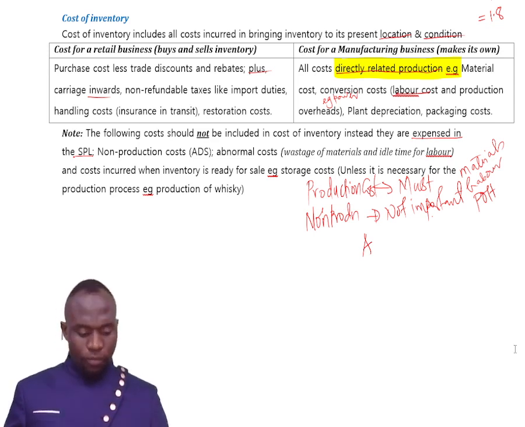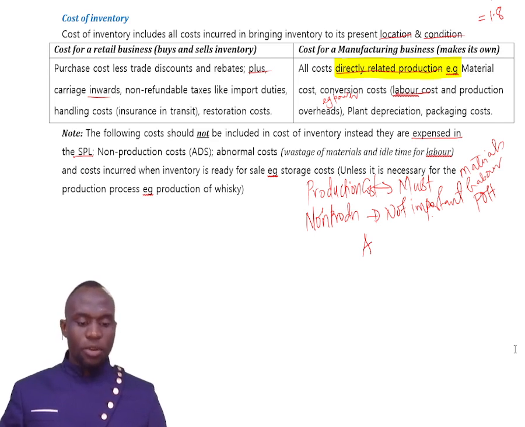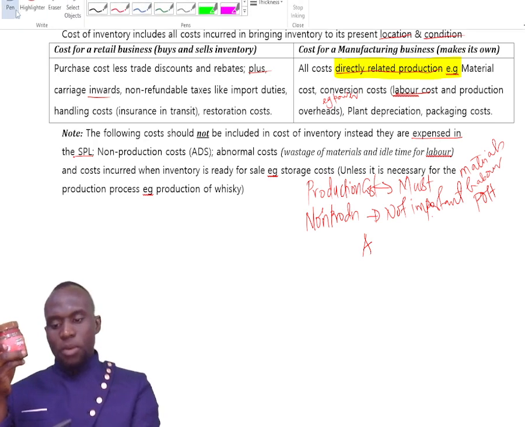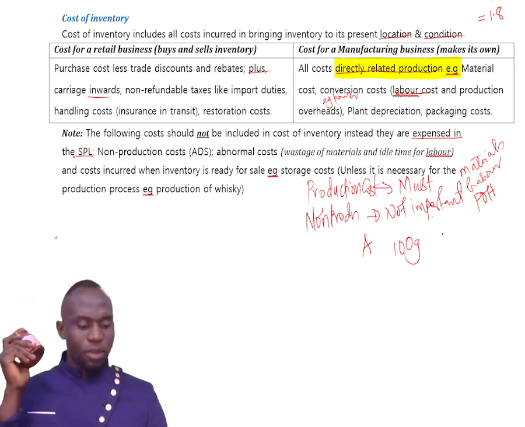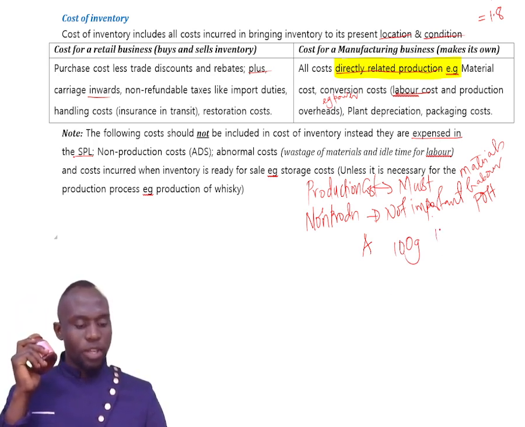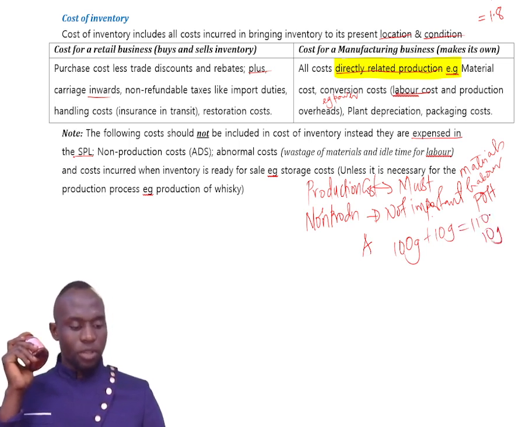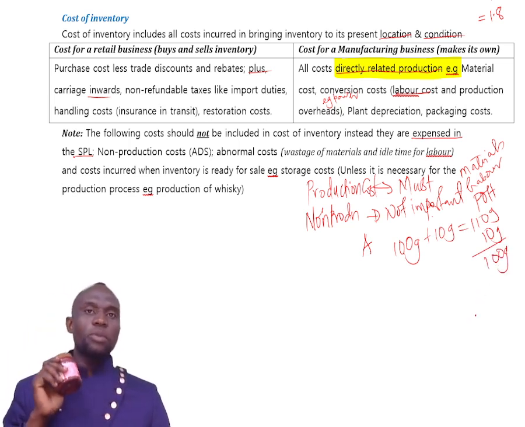Then we have abnormal costs, for example, wastage and idle time. For example, to produce this, maybe it is 100 grams, but when packing, we end up losing 10 grams. So you see, the total would have been 110, but we lost 10 grams, meaning the balance is 100. So this inventory has 100 grams, not 110.